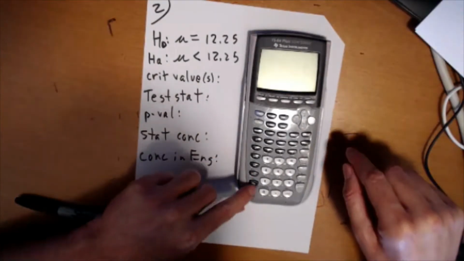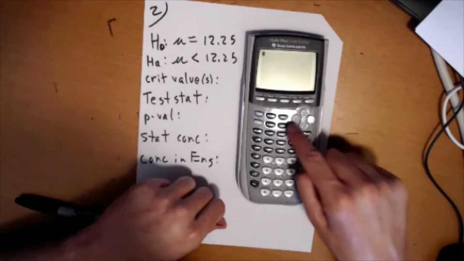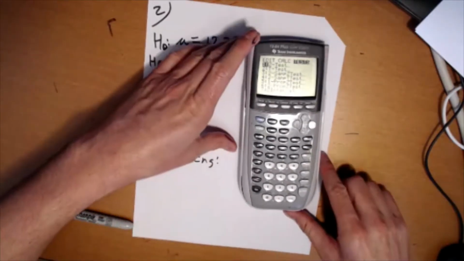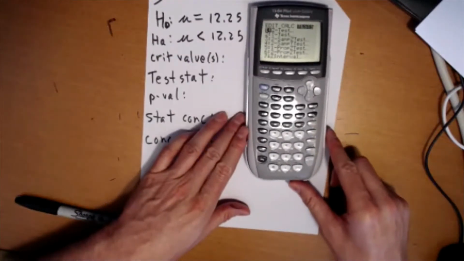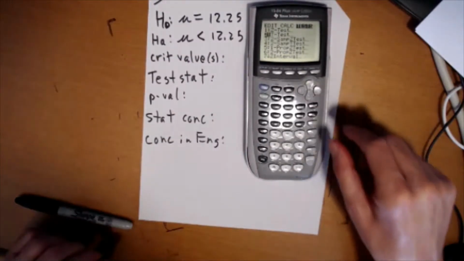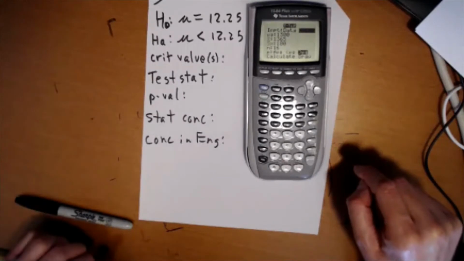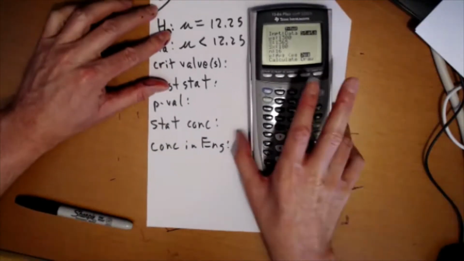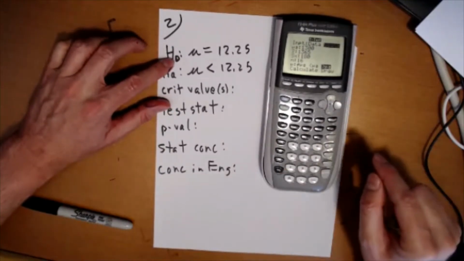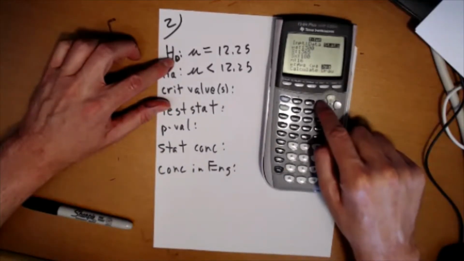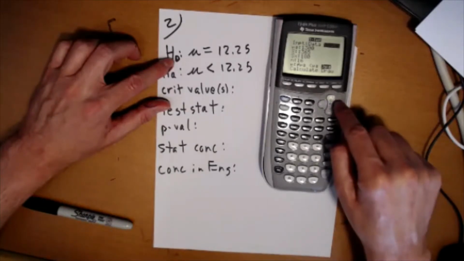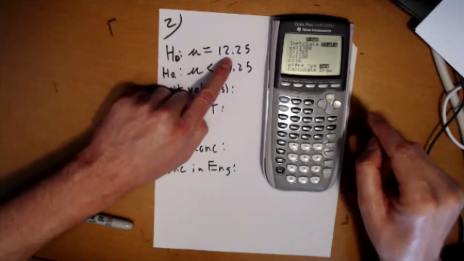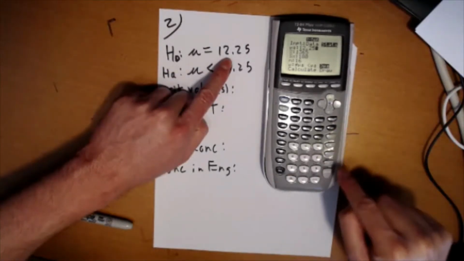So on, clear, stat, tests. Can we see this okay? Slide down to t-test, enter. Okay, so the mean in the null, what's in our null? Oh wait, data or stats? It's not raw data, it's summary statistics, so stats sounds good. The mu naught, the mu in the H naught is 12.25, enter.